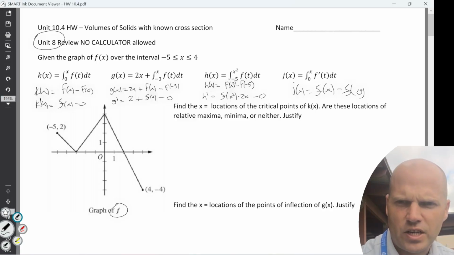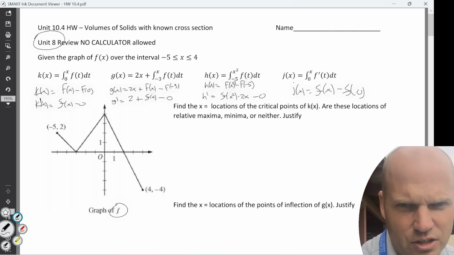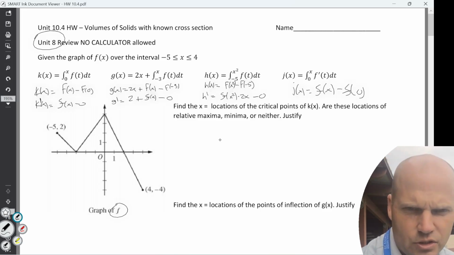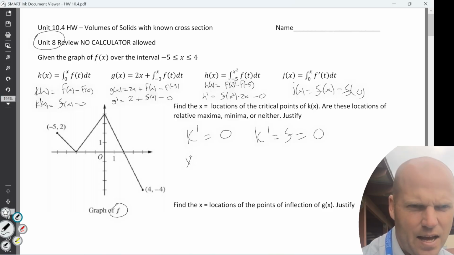Accumulating the derivative, changing the original, antiderivatives, fundamental theorem of calculus. So that's always good. It's always good to have that. All right, let's answer the questions. Critical points of k. K's critical points are when its derivative is equal to 0. I will write that k prime is equal to f, so I'm looking at when f equals 0. I have x equals negative 3 and x equals 2.